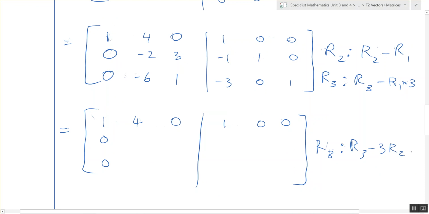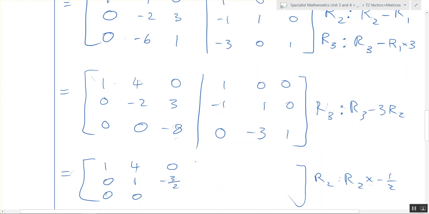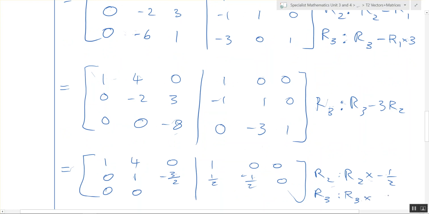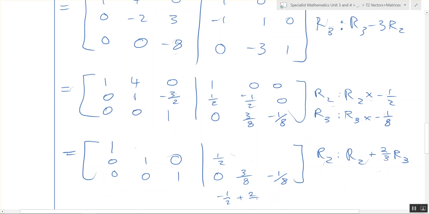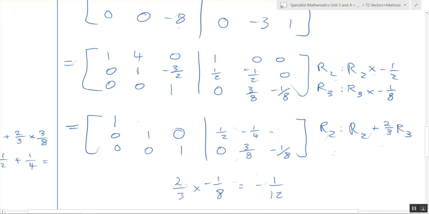3 of row 2. 0 minus 3 times 1. 1 minus 3 times 0. What are we going to multiply it by? Okay, and now we've got the last row.